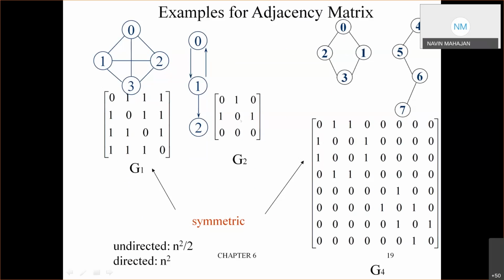Take the example of vertex 1. What is the row sum here? 1 plus 1, that is 2, which means the out degree is 2. What about the in degree? Read the column sum. We have 1 at only one place, so the in degree is only 1.